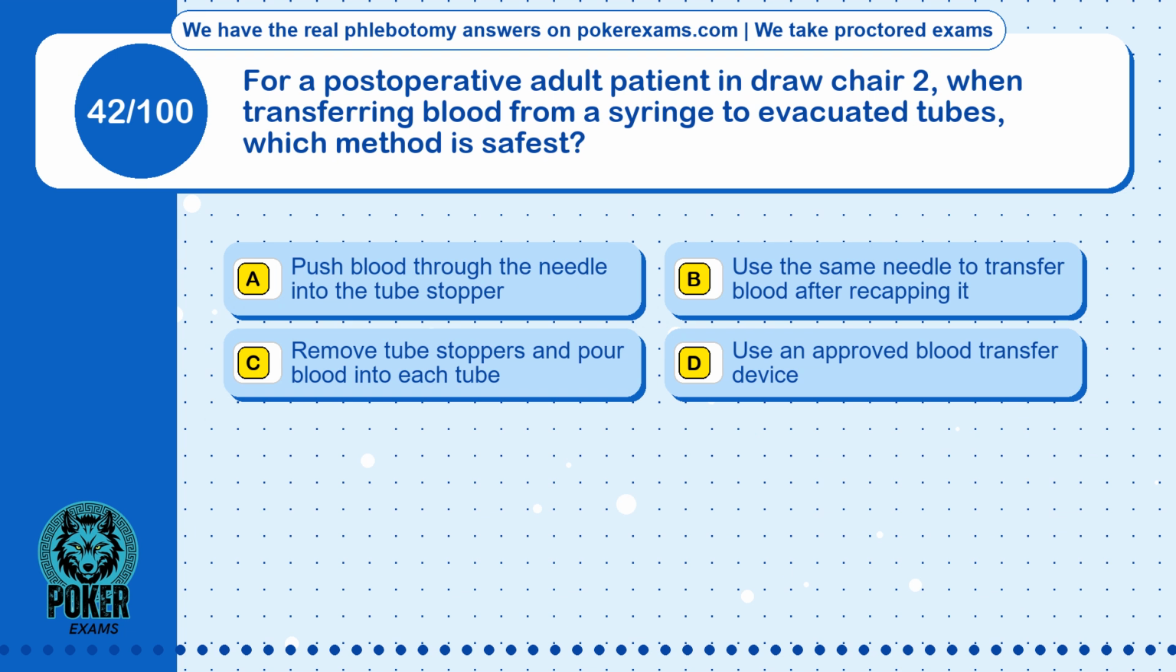Question 42. For a postoperative adult patient in draw chair 2, when transferring blood from a syringe to evacuated tubes, which method is safest? Option A, push blood through the needle into the tube stopper. Option B, use the same needle to transfer blood after recapping it. Option C, remove tube stoppers and pour blood into each tube. Option D, use an approved blood transfer device.